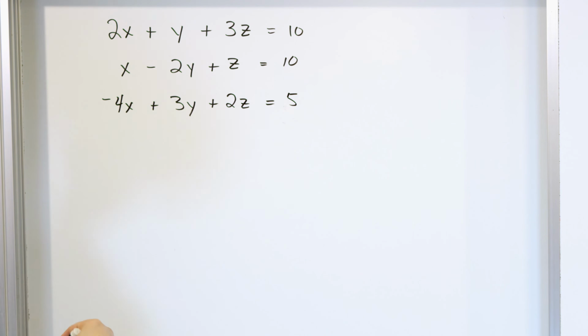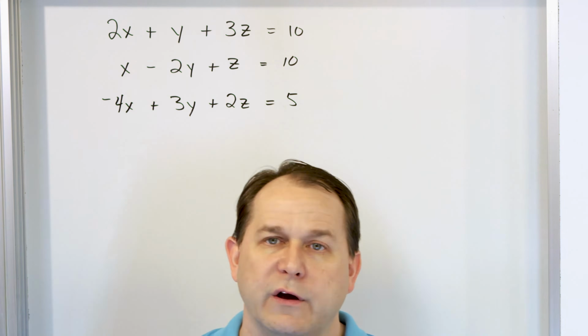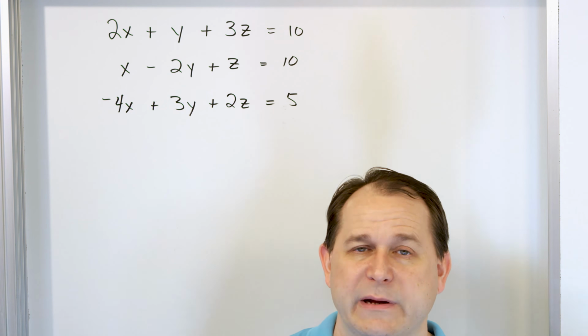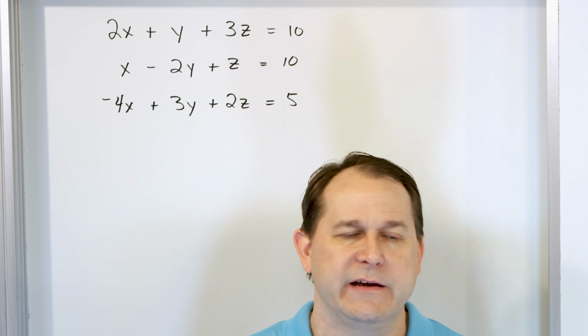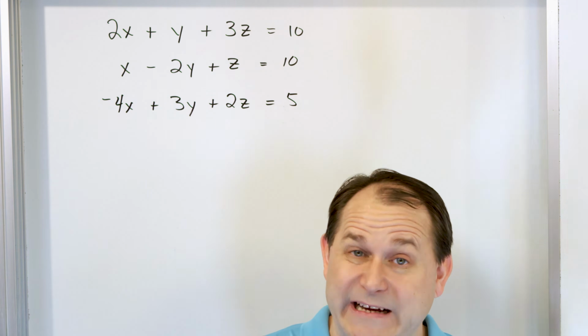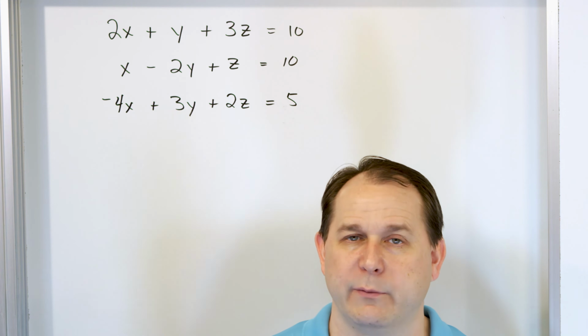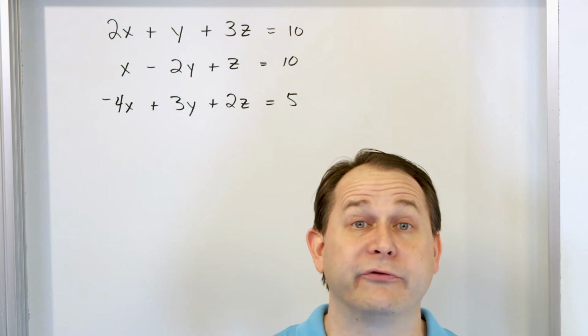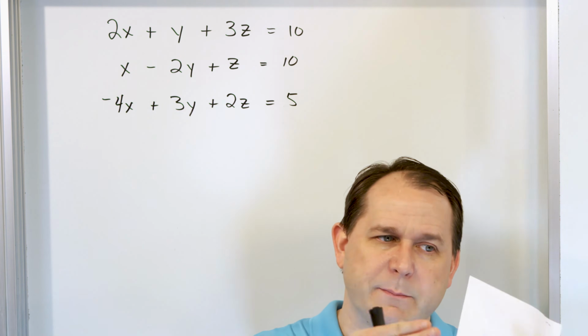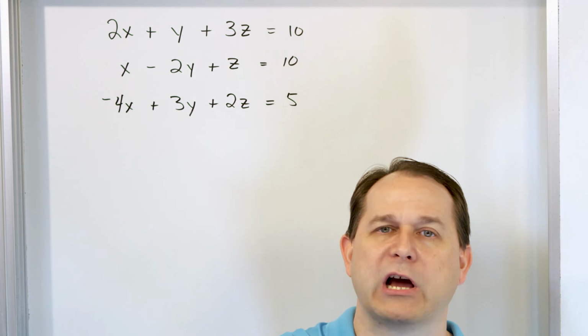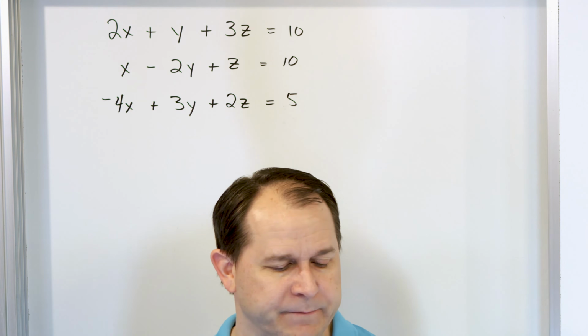First, let me just double check that I've written the system down correctly. 2x + y + 3z is 10, x - 2y + z is 10, -4x + 3y + 2z is 5. So each of those represents a plane in three-dimensional space. We've talked about that before. The intersection of those planes can manifest in a few ways. It could be a single point. That's all the cases we've had so far. It could also have no solution at all if the planes don't intersect, or it could have an infinite set of solutions if the planes intersect so that they all have a commonality of a line that exists between them.